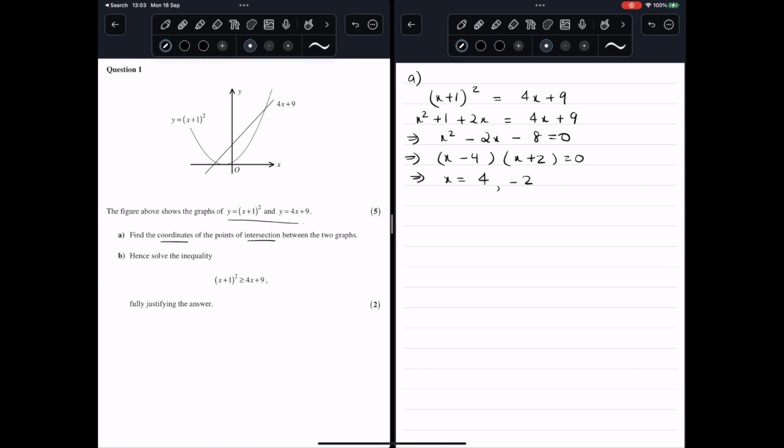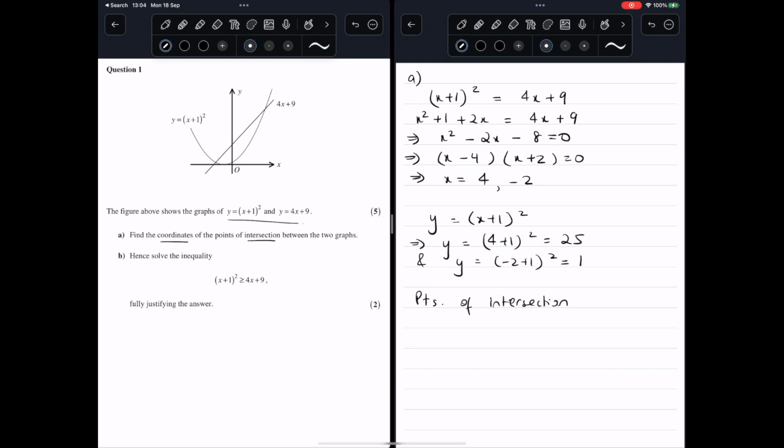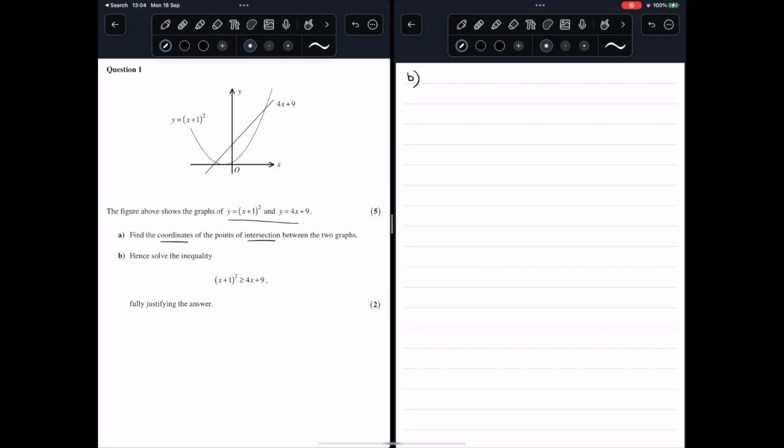Now I can just use one of the two equations given to me. I'll choose y equals (x plus 1) whole squared, for which y equals 25 when x equals 4. And when x equals minus 2, y turns out to be 1. So that's that, basically. My two points of intersection for the two curves are (4, 25) and (minus 2, 1).